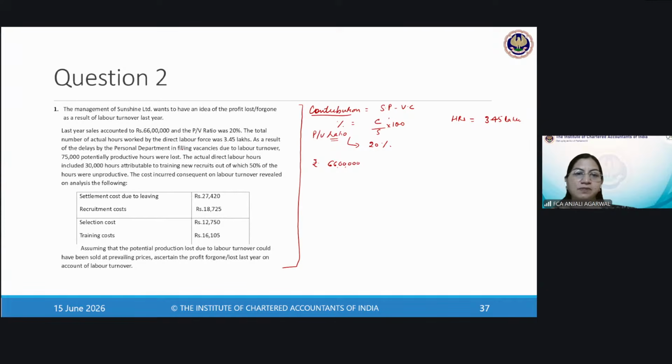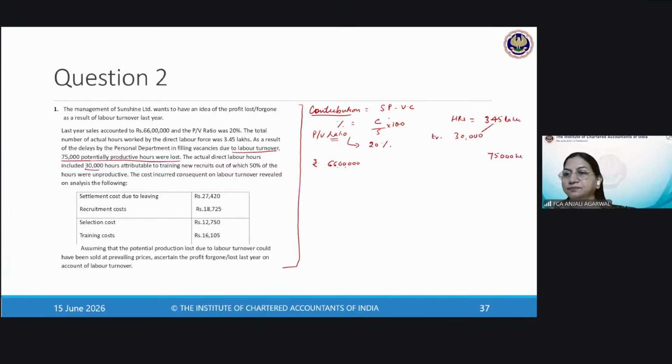But there was a delay by the personnel department in filling vacancies due to labor turnover. So labor left and the personnel department got a little delayed in filling these vacancies, because of which 75,000 potentially productive hours were lost. So had this not been lost, another 75,000 hours would have been worked, and maybe you would have worked 4.20 lakh hours. So the actual direct labor hours included, now 3.45 lakh includes 30,000 hours where the workers were in training.